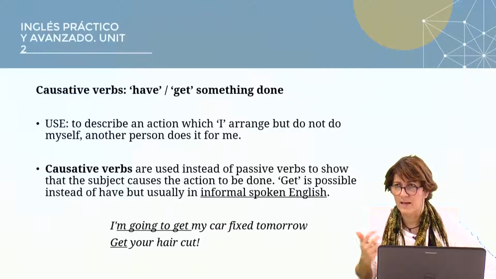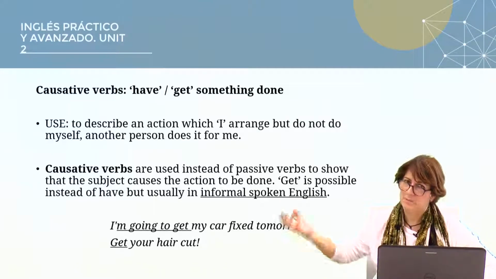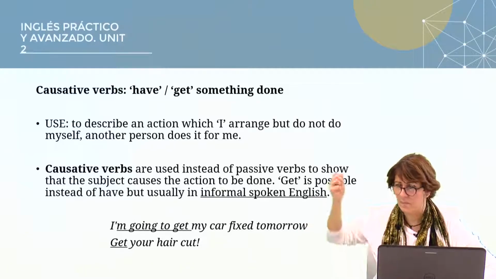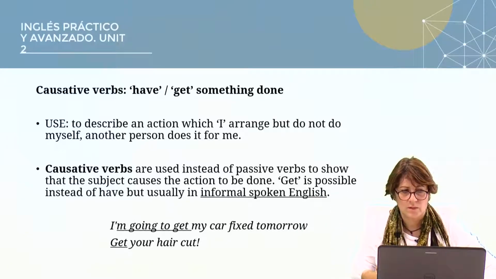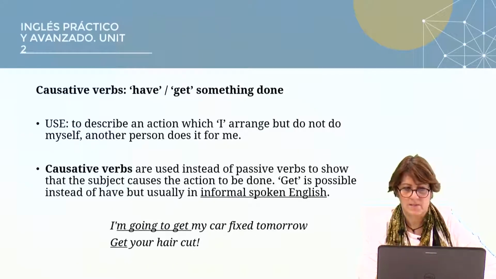But if you say "I have my house painted," it means that people come to your house, painters, and paint your house, not you. Okay? So as theoretically explained here, the causative verbs are to have or to get something done. It's the same, to have or to get. They are used when you arrange someone to do something, okay?